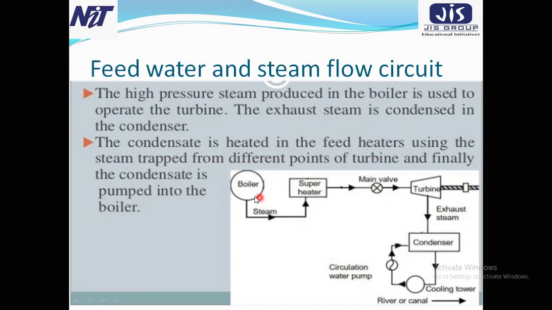So just try to remember the circuit diagram, then it will be helpful to understand the purpose, the actual meaning, and the working principle of the feed water and steam flow circuit. From the boiler the steam is going to the superheater, through the main valve it is going to the turbine, and then the exhaust steam is going to the condenser, and through the cooling tower it is again coming to the condenser through the circulation water pump. And this part is the river or the canal.